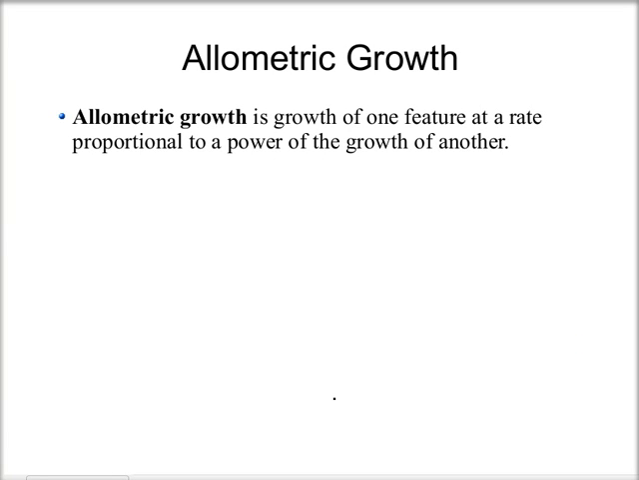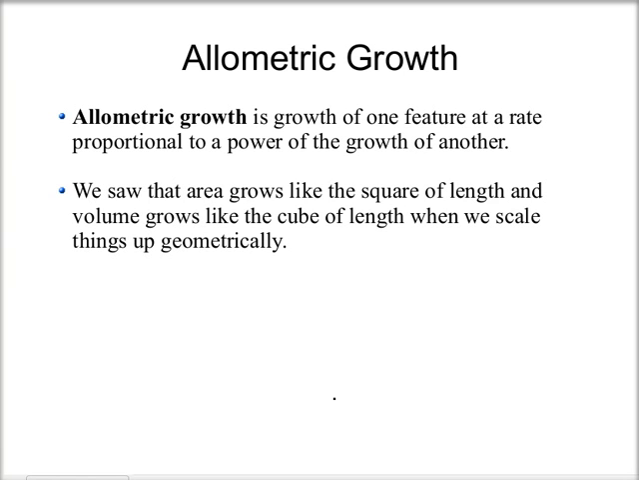The important mathematical concept for this section is allometric growth. Allometric growth is growth of the length of one feature at a rate that's proportional to a power of the length of another. So we saw some allometric growth actually earlier. We saw that area grows like the square of length, so A is proportional to L squared. And also that volume grows like the cube of length, so V is proportional to L cubed. And we're going to see some other relations in this section with different powers here instead of 2 or 3.